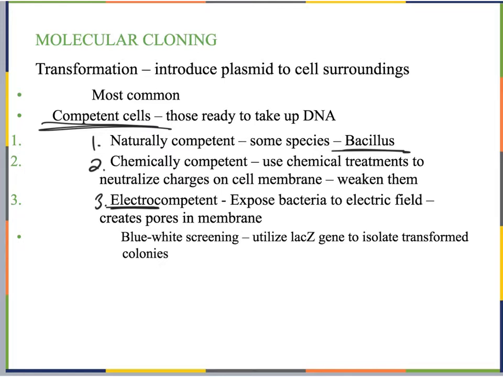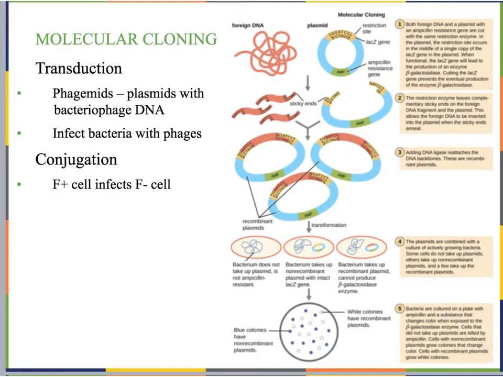So again, competent cells are those that are ready to take up DNA. We can either have naturally competent cells, or we can have chemically competent cells, and we can do different types of chemical treatments that we'll talk about, or we can make them electrocompetent, which is that electrical field. So either way, what we're doing is we're applying this plasmid that we have inserted the DNA we want into, and then we're forcing these cells to take it up. All right, so we have 2 other ways that we can go through and get the plasmid into the bacteria.